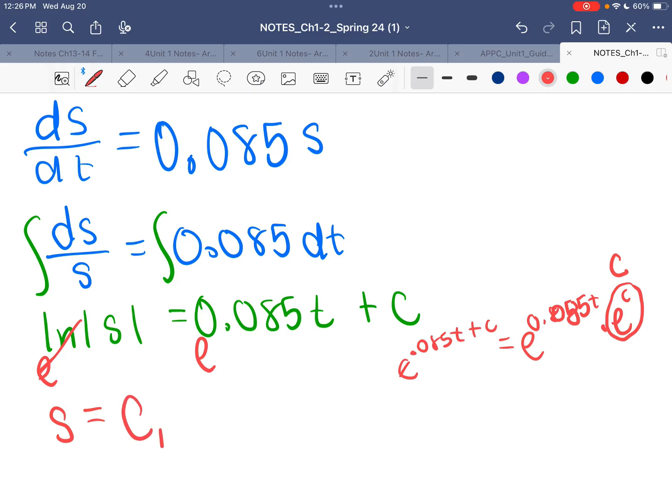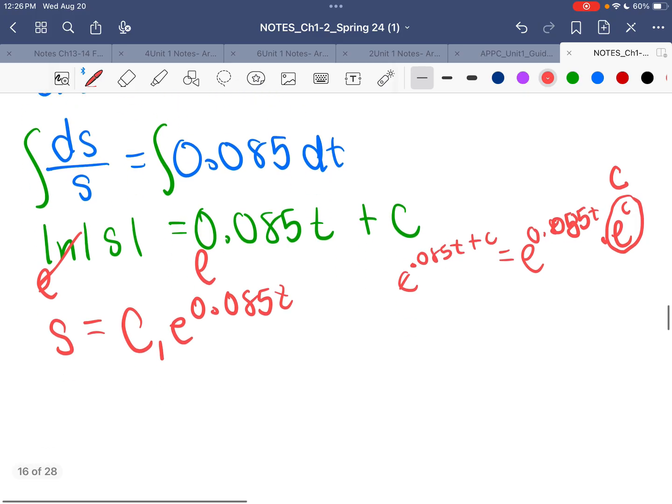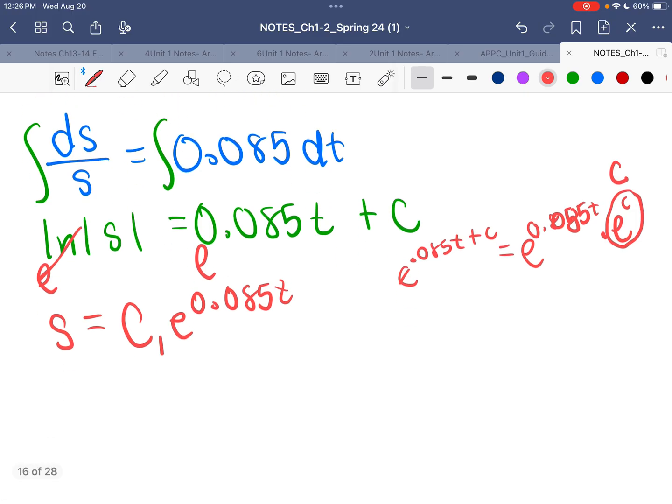We'll say it's C1 because we're going to have to integrate when we shift from the time starting at 4. So we'll call this C1 e to the 0.085t. We'll say this is S1 of t.